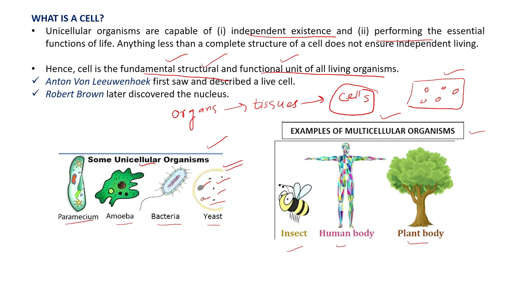Anton von Leeuwenhoek was the first person who saw and described the live cell, and Robert Brown later discovered that there is a nucleus present inside the cell.